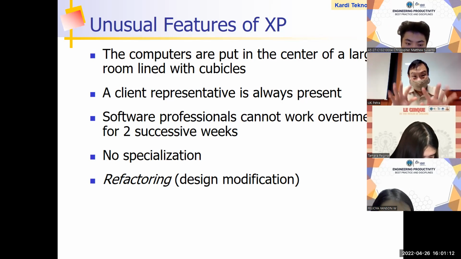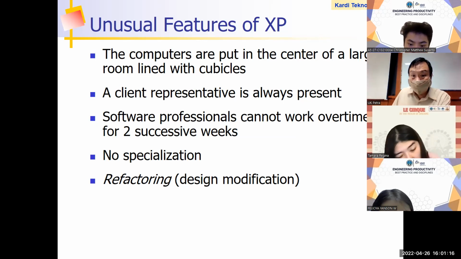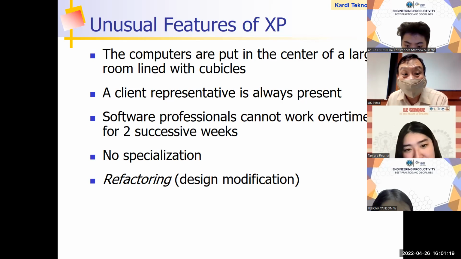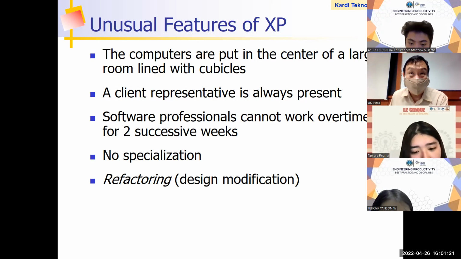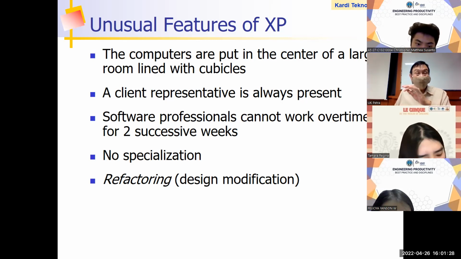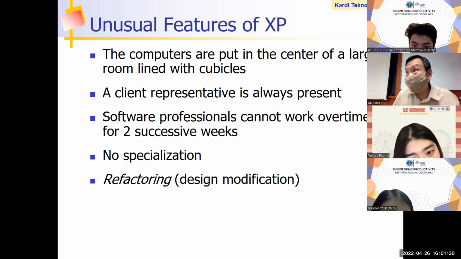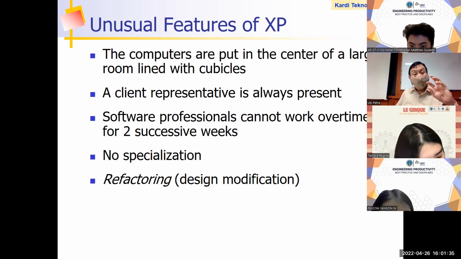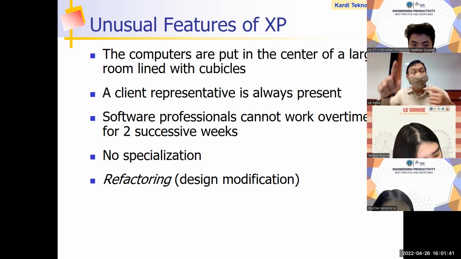Okay, and then these are several other unusual practices of XP. The software professional can work overtime for 2 successive weeks, so 40 hours per week only. Okay, maximum 40 hours. And next, there is no specialization. Always have what is called refactoring. The design must be modified again and again, similar to the spiral life cycle.